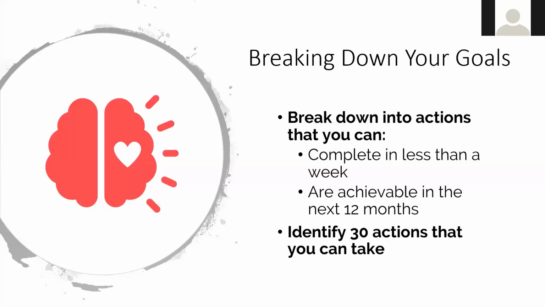Now, the actions that we're going to be focused on for this exercise are things that are achievable in the next year, in the next 12 months. If it's something that you couldn't even do until next year or in 2 years, then it might not be something that we want to write down right now, but in 3 or 4 months, it might get added to our list. So in this activity, you're going to identify 15 to 30 actions that you can take. Now, I don't want you to go over 30. Okay, 30 is a lot.